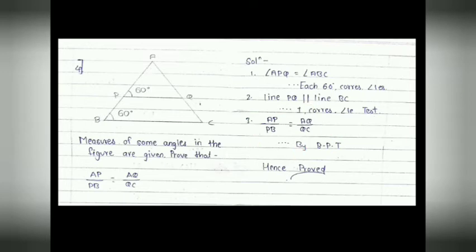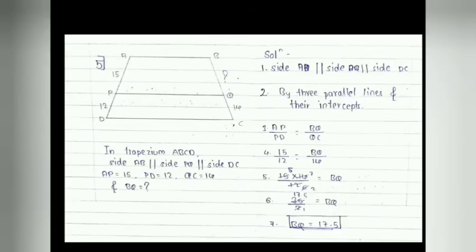Okay. We'll take the next sum. See here, in this example, trapezium ABCD is there, in which AB, PQ and DC, these three are parallel to each other, and AP is 15, PD is 12, BQ we have to find, QC is 14. So from all this information we have to find BQ.